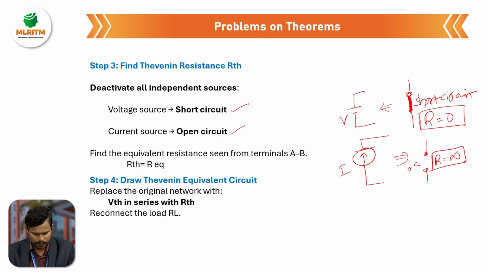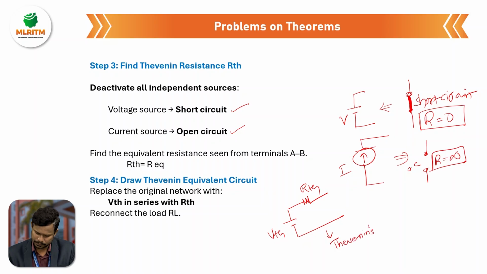Step number 4, draw the Thevenin's equivalent circuit with V Thevenin and R Thevenin, both connected in series. So that is step number 4. V Thevenin in series with R Thevenin. This circuit is called the Thevenin's equivalent circuit.